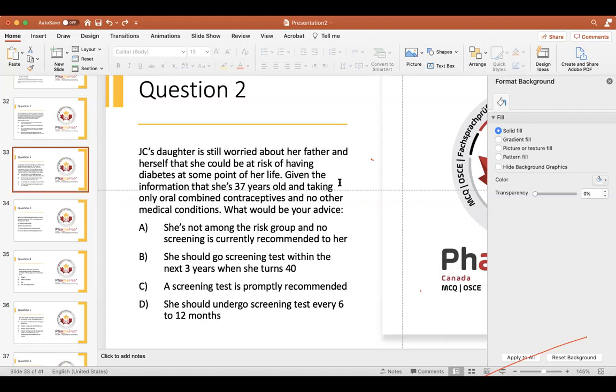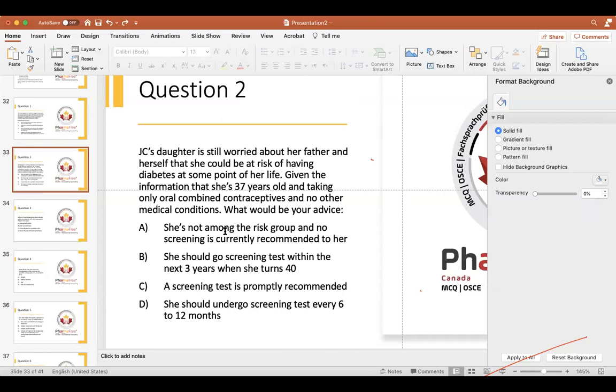Okay, question number 2. JC's daughter is still worried about her father and herself, that she could be at risk of having diabetes at some point of her life. Given the information that she is 37 years old and taking only oral combined contraceptives and no other medical conditions, what would be your advice? She's not among the risk group and no screening is currently recommended to her.